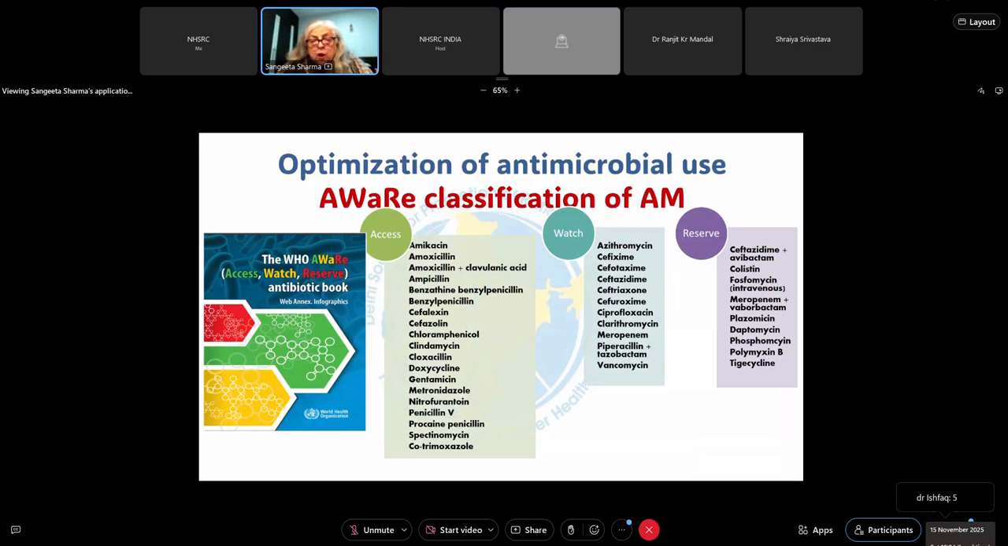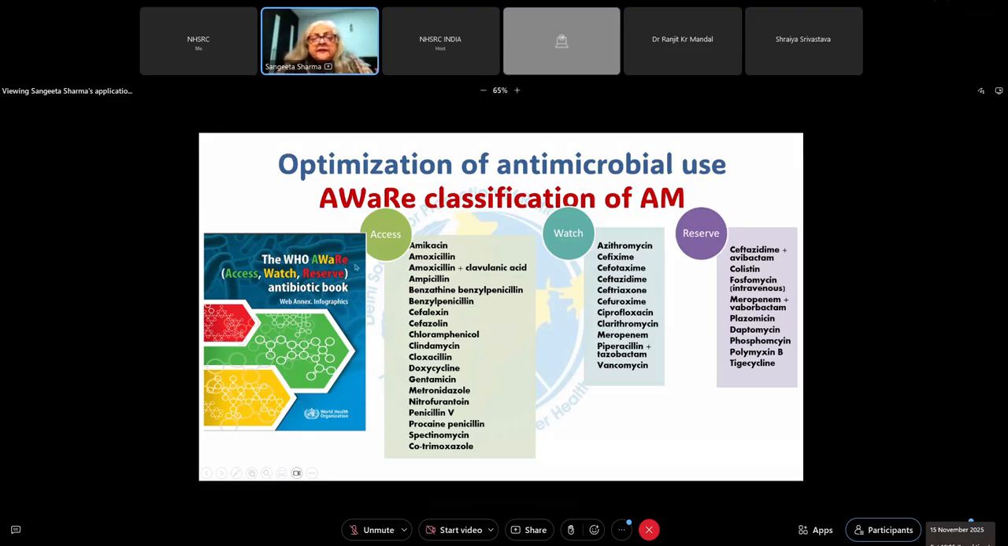And for this formulary restriction, how do you decide if you go by the services department? In my experience, the restriction by services is very effective. But how do you use it? What is the criteria for doing this? For this optimization of antimicrobial use, the AWaRe classification of antibiotics has been given by WHO. They have divided all the antibiotics into three categories: access, watch, and reserve.